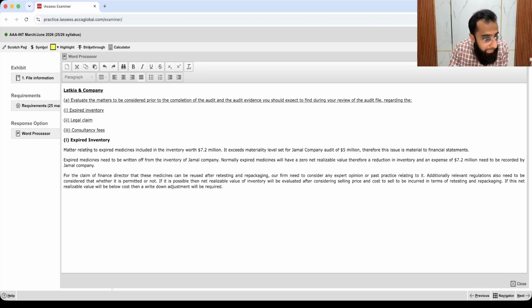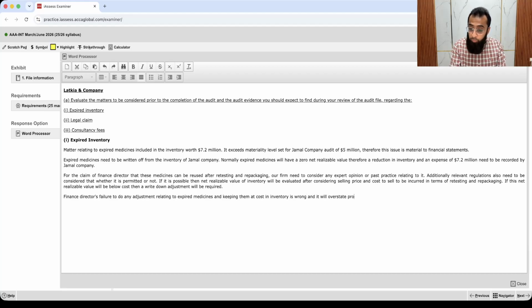See, first of all, we commented on the materiality. Then, if you want, you can give the reference of the accounting standard number, but it's not mandatory. You said expired inventory needs to be written off to zero. So an expense of $7.2 million needs to be recorded. But even if we say, okay, the finance director's claim may be valid, we need to look at additional regulations or expert opinion or past practice, because only then can we agree to that. And then we look at the net realizable value of the inventory. Okay. The finance director's failure to make any adjustment relating to expired medicines and keeping them at cost in inventory is wrong, and it will overstate profits and inventory by $7.2 million.